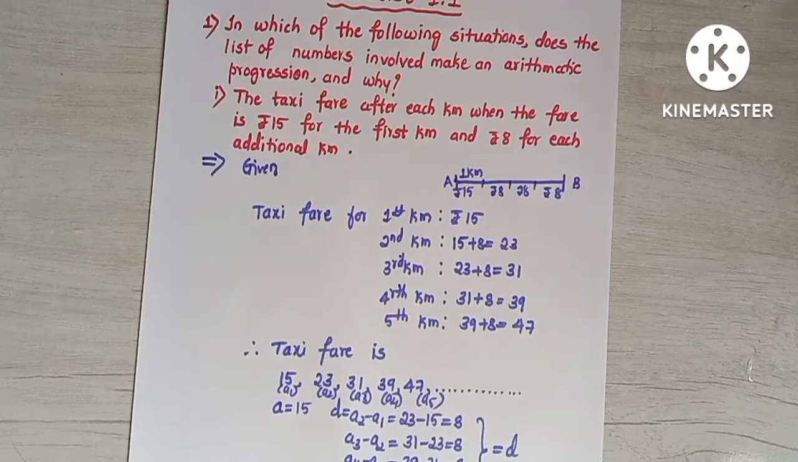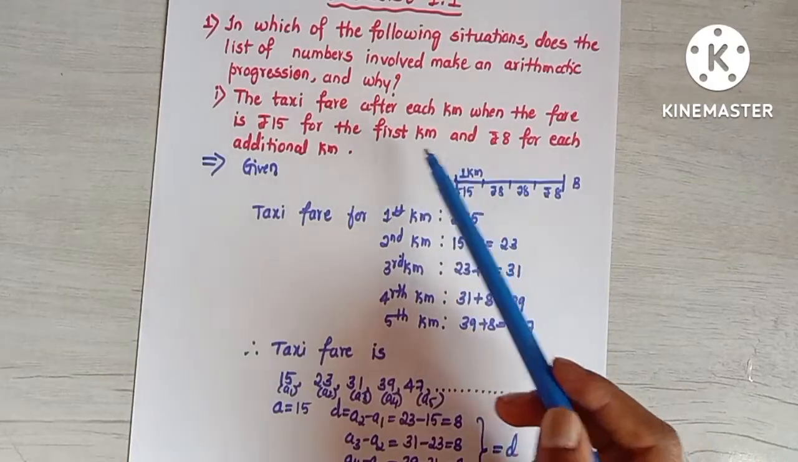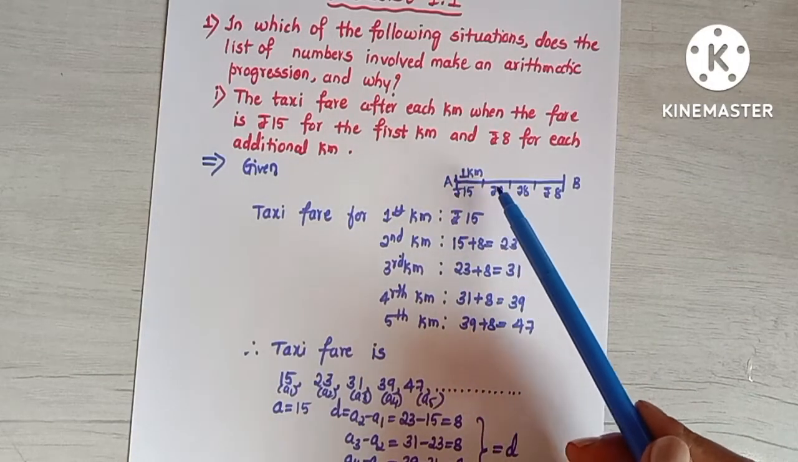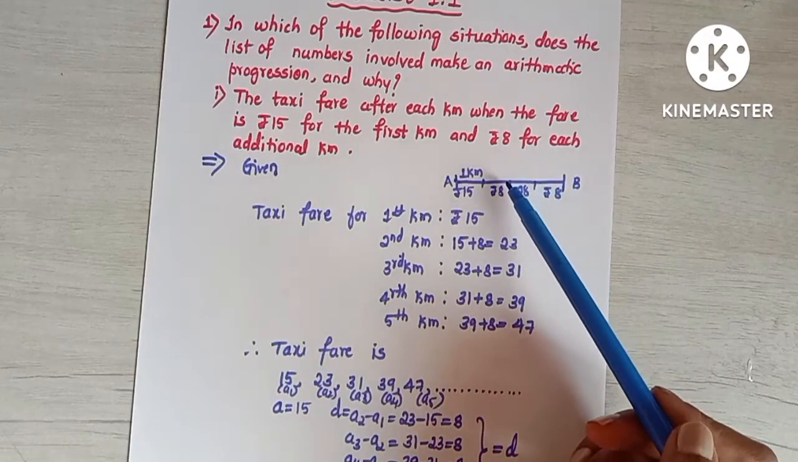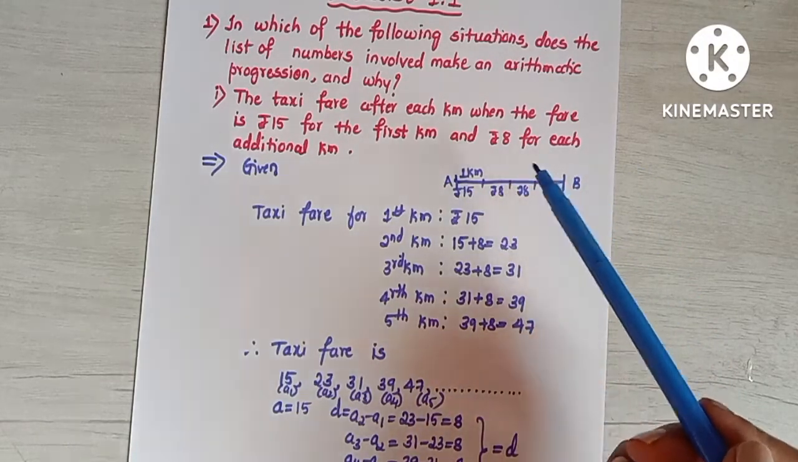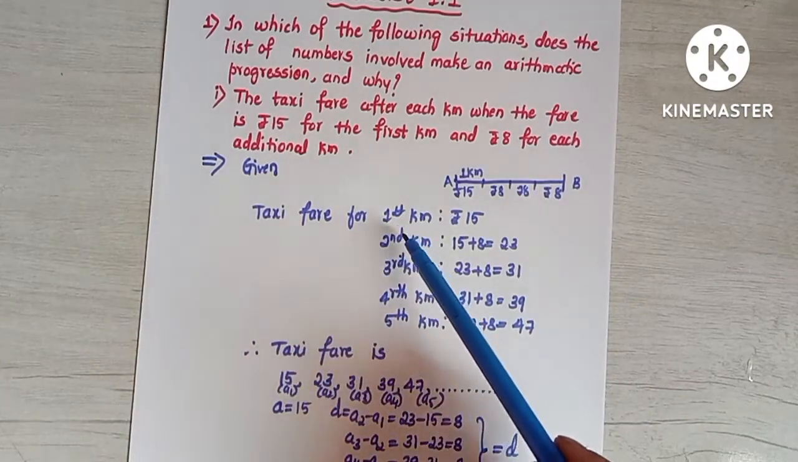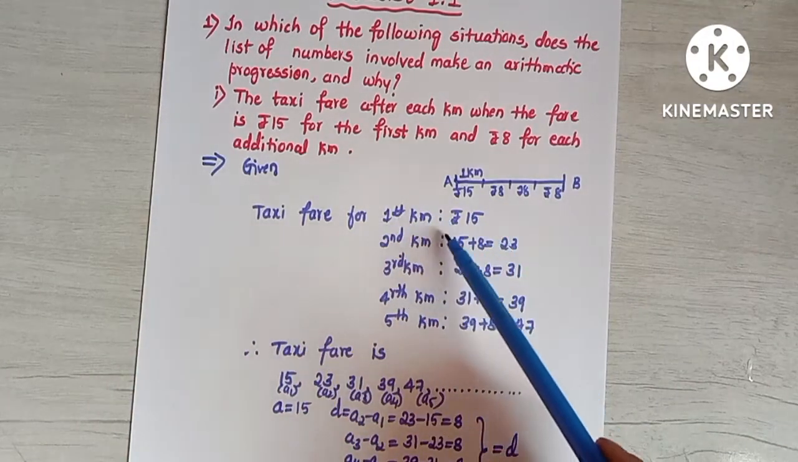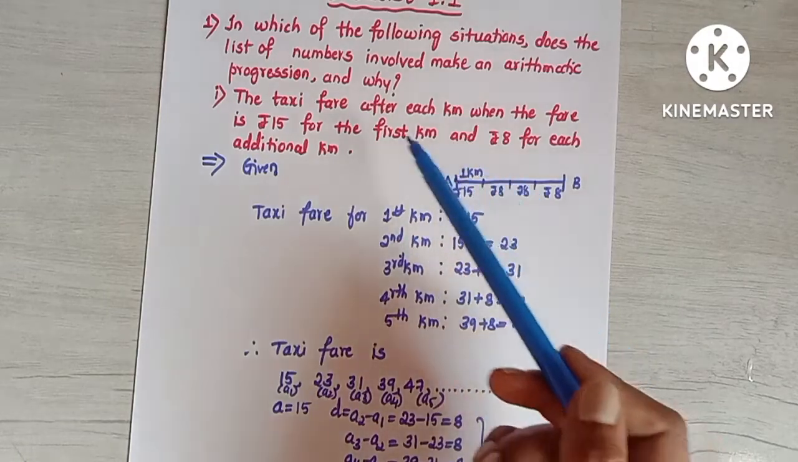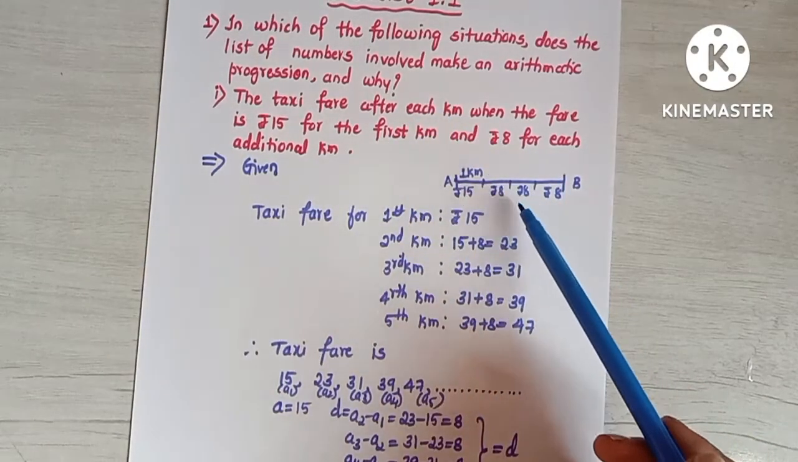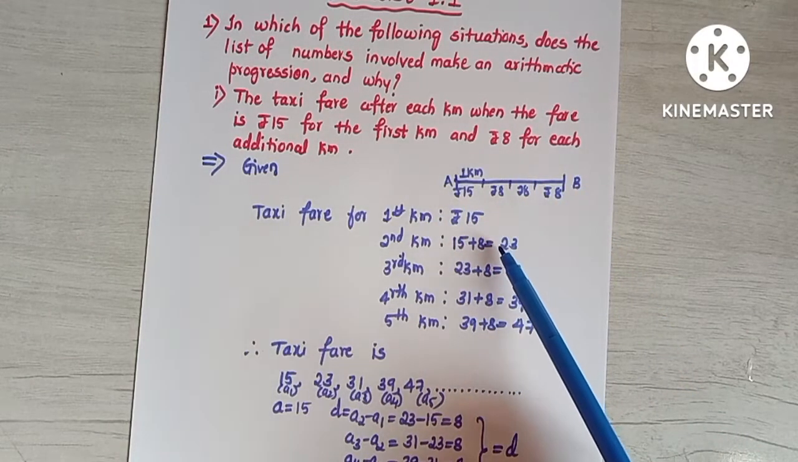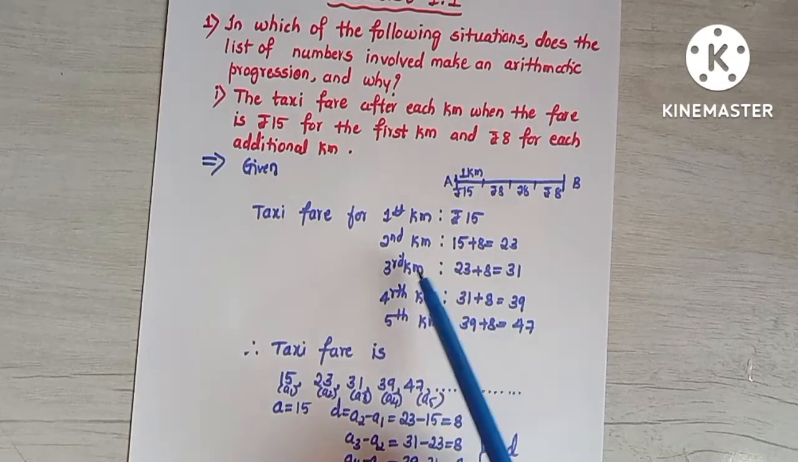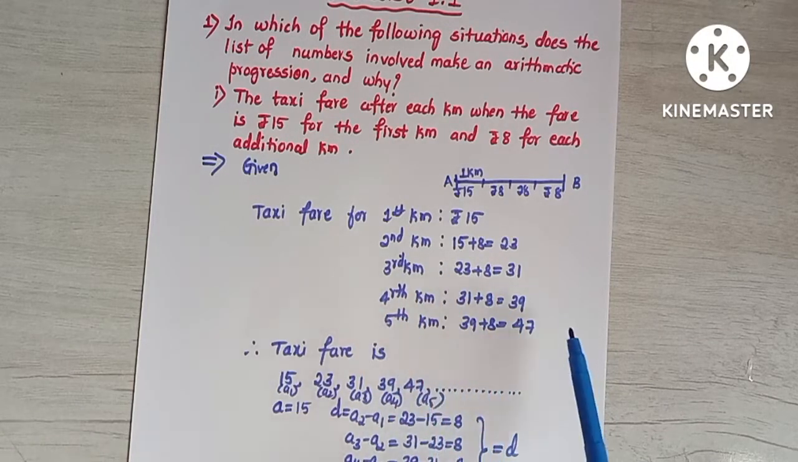What we have done here? For the first kilometer, the taxi fare was rupees 15, and for the additional next kilometers, the taxi fare will be rupees 8. So first we have written the taxi fare for the first kilometer, that is 15. For the second kilometer, as the question says, the additional 8 rupees is charged. Therefore, it will be 15 plus 8, 23. Like this, we calculated the remaining taxi fares.